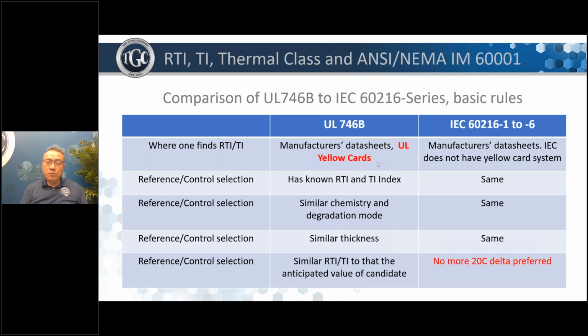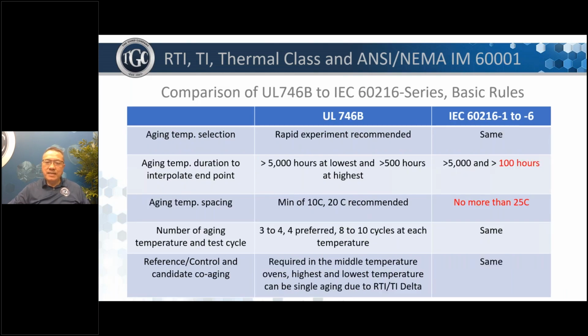And IEC does not have a yellow card system. So if you have a reputable outside lab performing the RTI test using the IEC method, then you just put it in your technical data sheet, and you can say tested as per IEC 60216-3-4. And those are the rules, because the rules are there to make sure that the results are comparable. When you compare one material to the other, you know that they are tested under a controlled manner. There are some minor differences between IEC and UL, but it's not a big deal. So I won't go through all those.